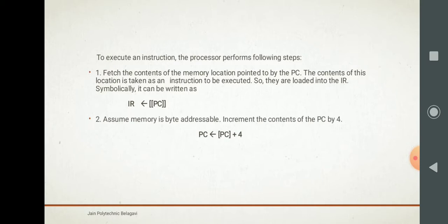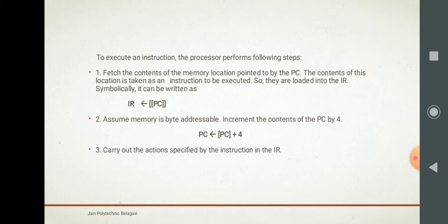Now assume memory is byte addressable. The second step is to increment the contents of the PC by 4. Once the instruction has been fetched, the program counter will now point to the next instruction. As I told, if each instruction is 4 bytes long, the PC will be incremented by 4 bytes. Suppose the first instruction is present at location 1000; the next instruction will be present at location 1004.